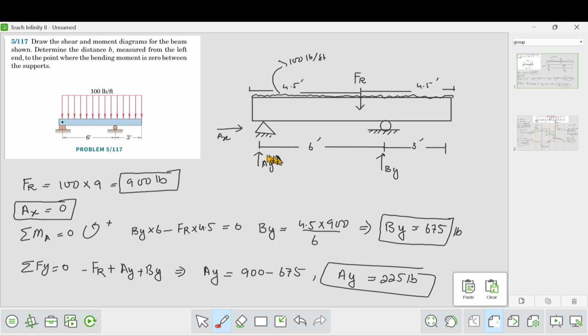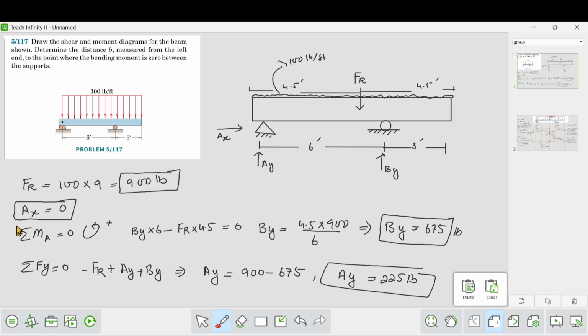So first we have to find the reactions AY and BY. This is a UDL of 100 pounds per foot. The centroid of this UDL will be at 4.5 feet from the left, and the total load at this point is 900 pounds. AX will be equal to 0 because there is no horizontal force.